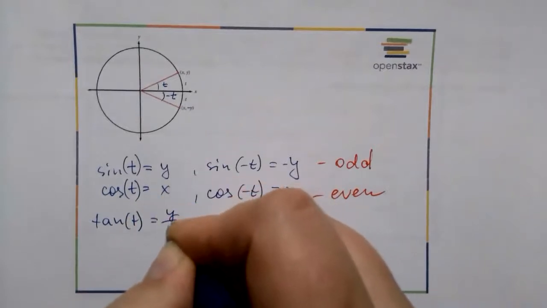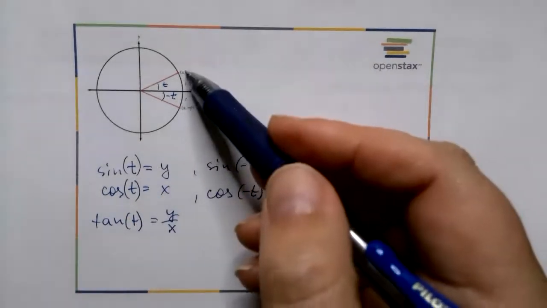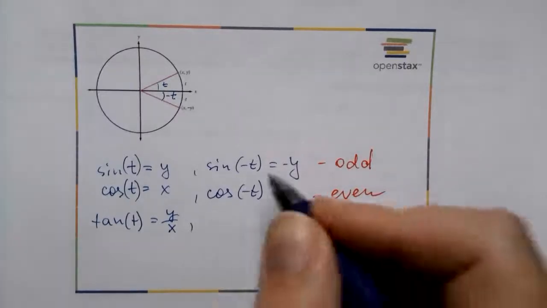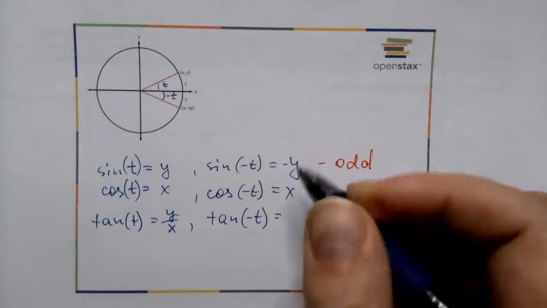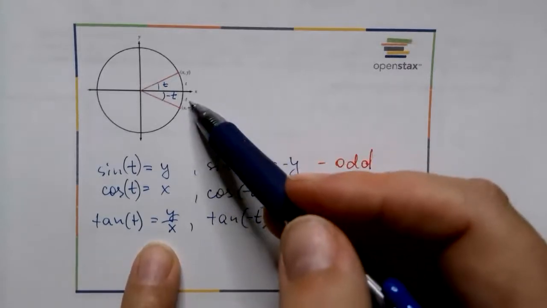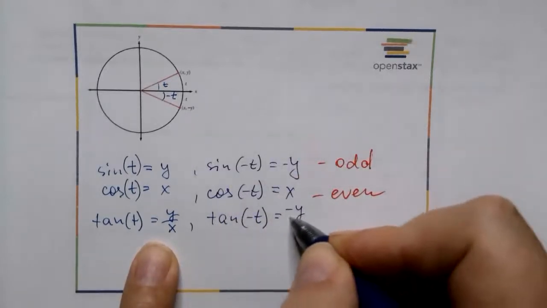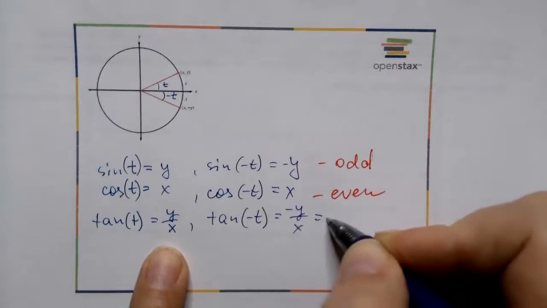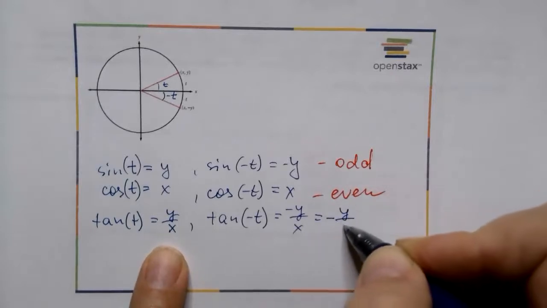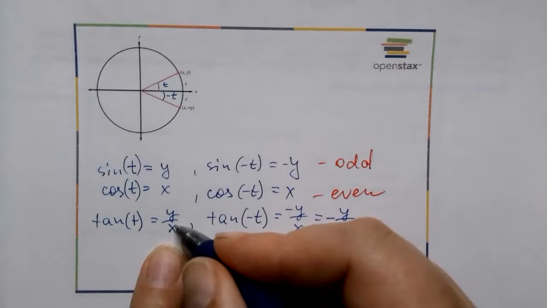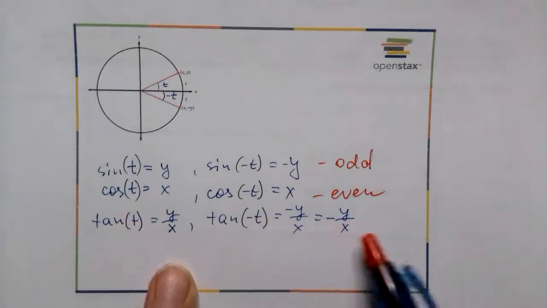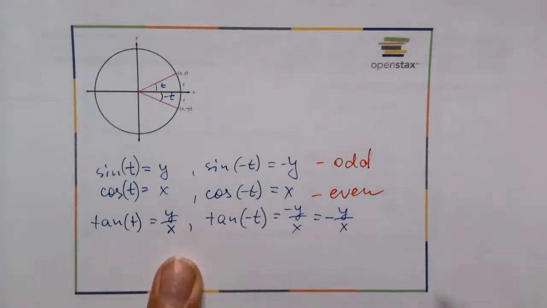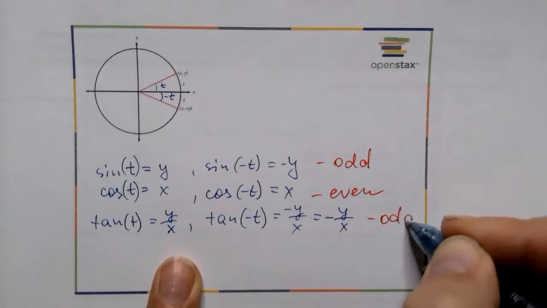All right, let's continue. Tangent t. Tangent t is y divided by x, and for t, both are positive. Now for a negative t, the x is positive, but the y is negative. So we have negative y over x. So it's negative, the opposite of y over x that we see in tangent for a positive angle t. So again, the opposite inputs give you the opposite outputs. So this again is a property of an odd function.